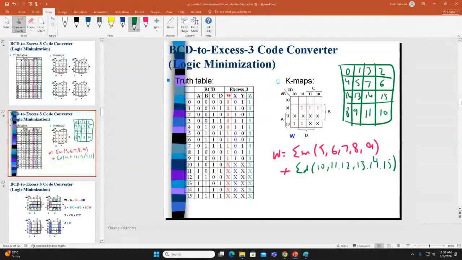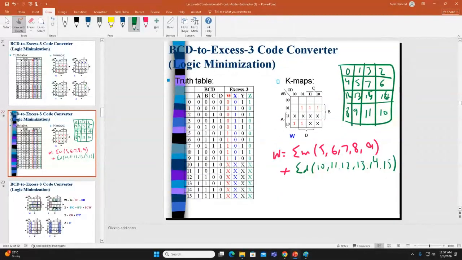14. 12 and 15, 14. Yes, this is 15 and then we have 14. Okay, now can you see here? Now if you do that, how many x are there? So these are x. Can you see the x?